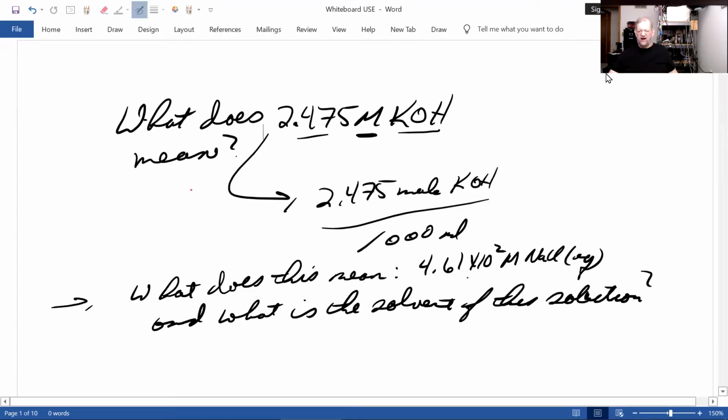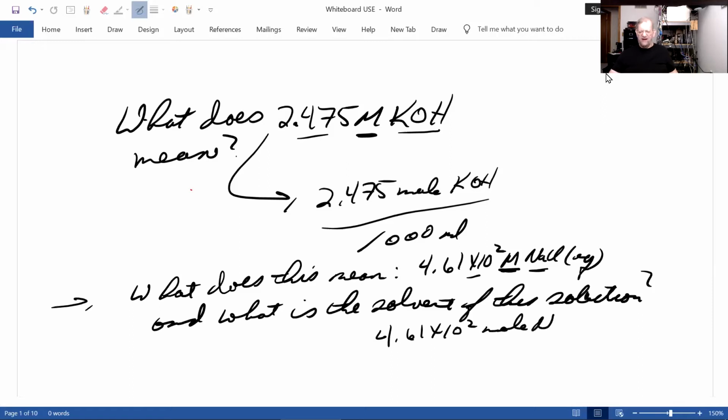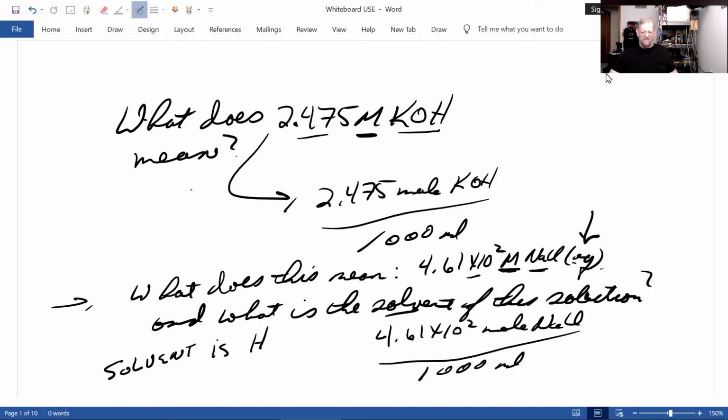What does this mean? As soon as you see a number, capital M, and then a formula, you know that's molarity. 4.16 times 10 to the second moles NaCl per 1,000 milliliters. What's the solvent? You know what the solvent is by bracket AQ, close bracket. That tells you this is an aqueous solution, and the solvent is water. And that's how you do it.